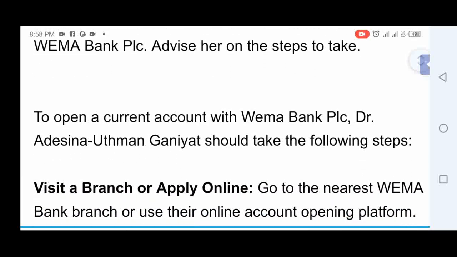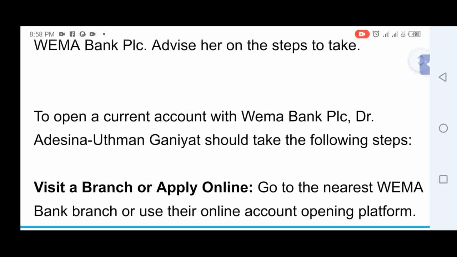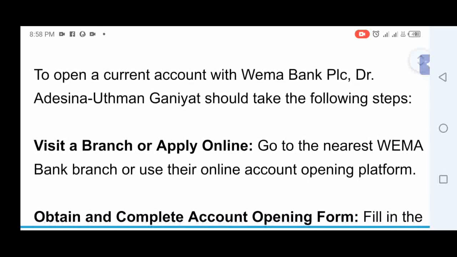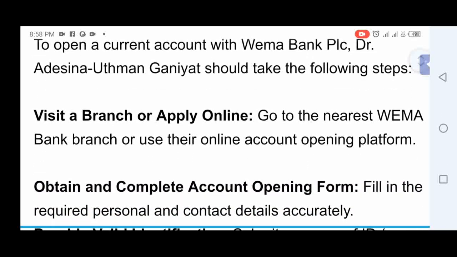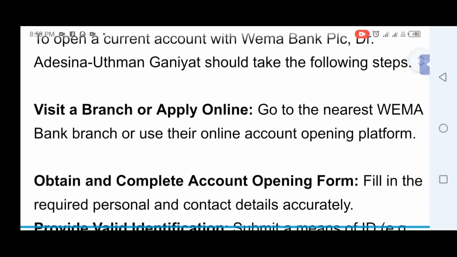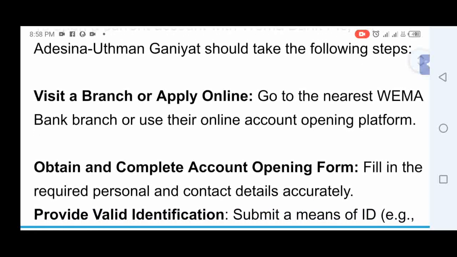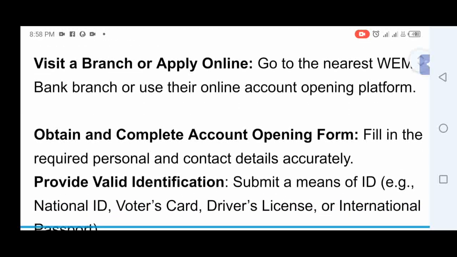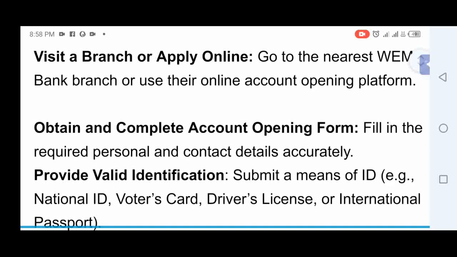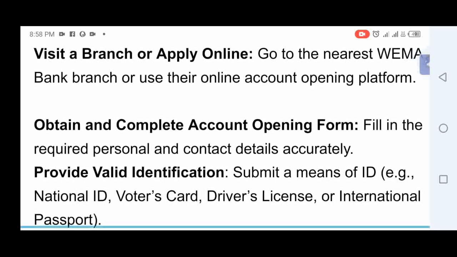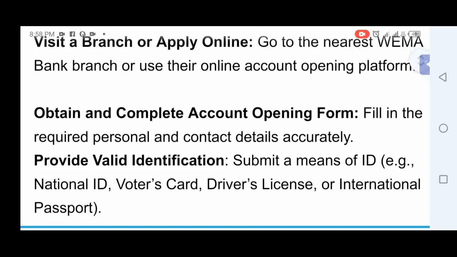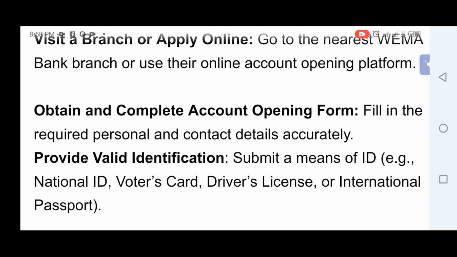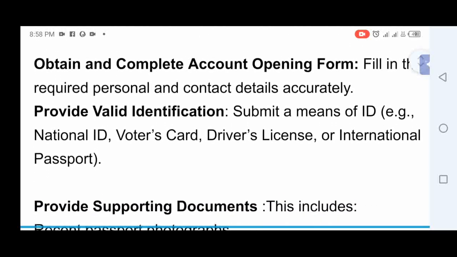A. Visit a branch or apply online. Go to the nearest Wema branch or use their online account opening platform. B. Obtain and complete account opening forms. Fill in the required personal and contact details accurately. C. Provide valid identification. Submit a means of ID, e.g. national ID, voter's card, driver's license, or international passport.